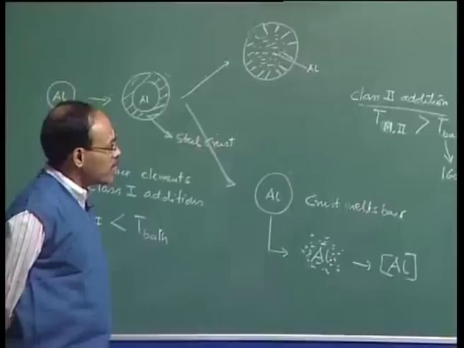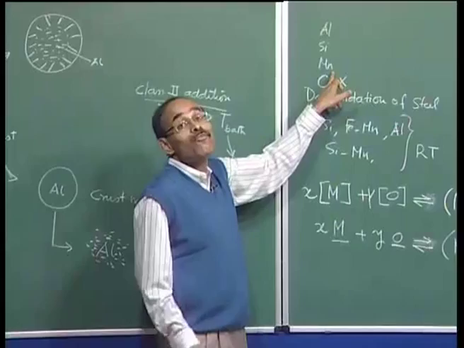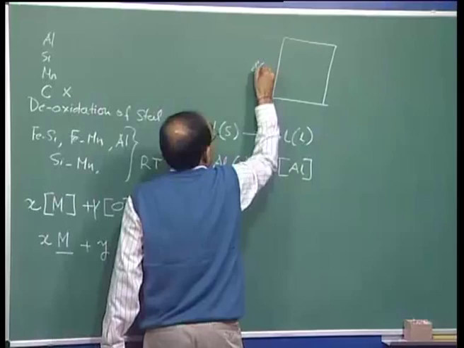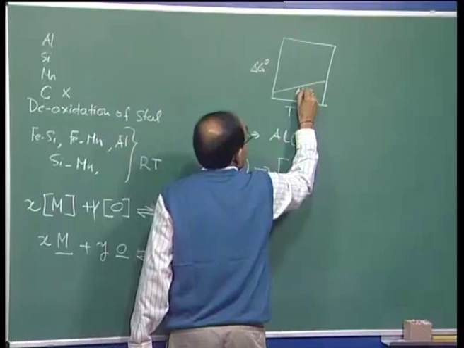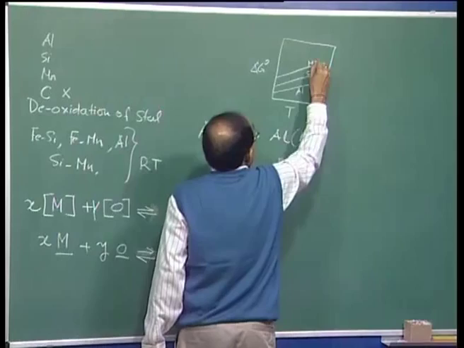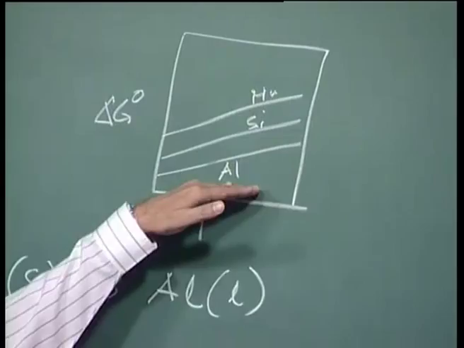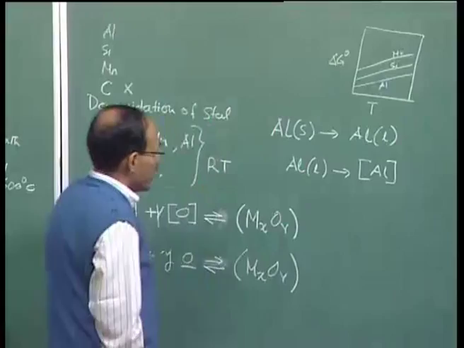Now, these elements have great affinity towards oxygen, and where do we know this from? We have seen the oxygen Ellingham diagram, which is a plot between delta G naught and temperature. There we have seen that the aluminium line is here, then we have a silicon line here, then we see the manganese line here, and the carbon line even above. The lower the position of the line in the oxide Ellingham diagram, the greater is the stability of the oxide, or the greater is the affinity of the element towards oxygen.